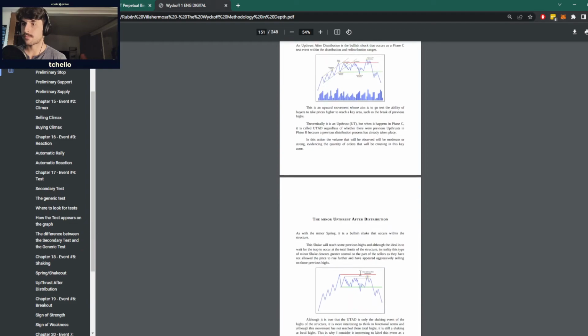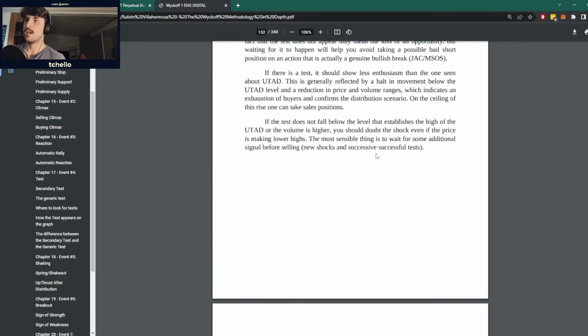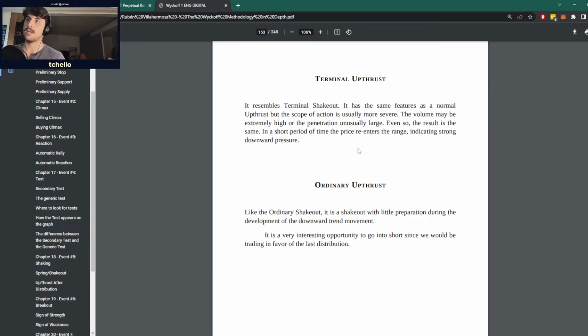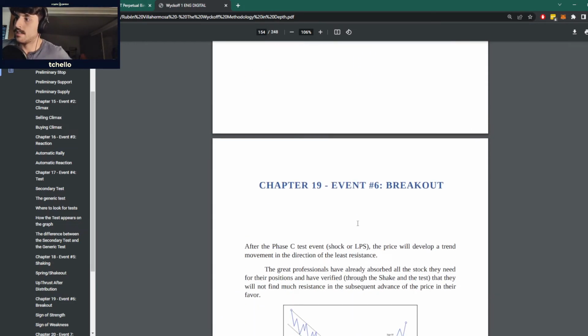All right. So we see a minor upthrust. This is a little bit akin to the things before that. We can see minor upthrusts and we can see major upthrusts. They're like terminal, for example, it resembles the terminal shakeout. So it's basically symmetrical. All right. And this is where we end today's class.